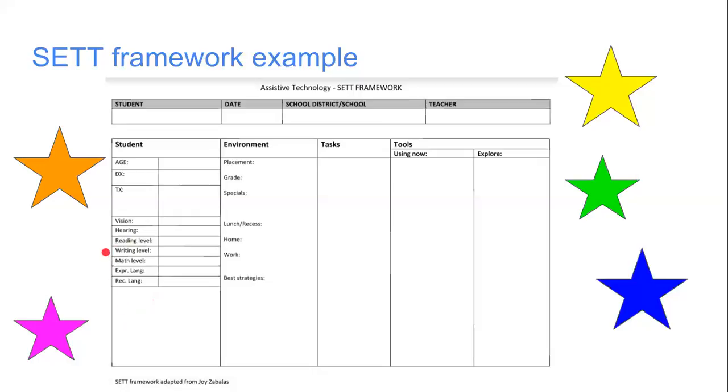Same with writing, even if you're just at that point where you're getting a child to put a writing tool in their hand, or if a child needs to use a computer, even if they are just randomly pressing buttons, that's a level. That's something we can build on, and hopefully your student is doing something that looks like writing. Same with math and the expressive and receptive language.